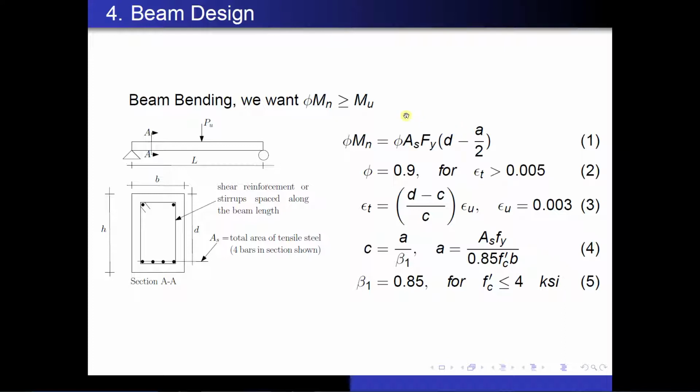Now, as I said, this is an introductory discussion of beam bending, and you may not understand exactly how we get this formula and how we get a and all of this kind of thing, but this is just introductory, so I'm not going to get into that, but suffice it to say, this formula here will calculate phi Mn for you, and it needs to be greater than or equal to M sub u.